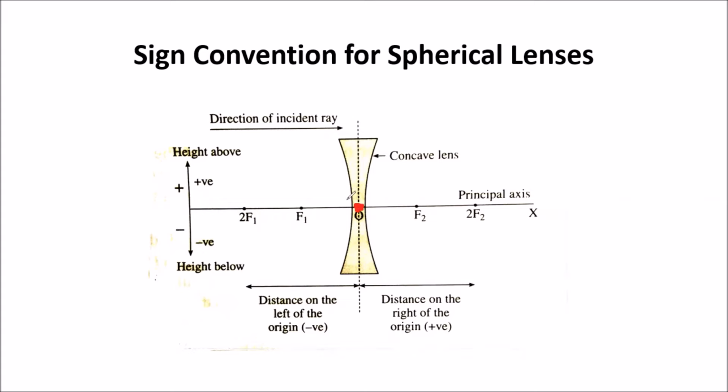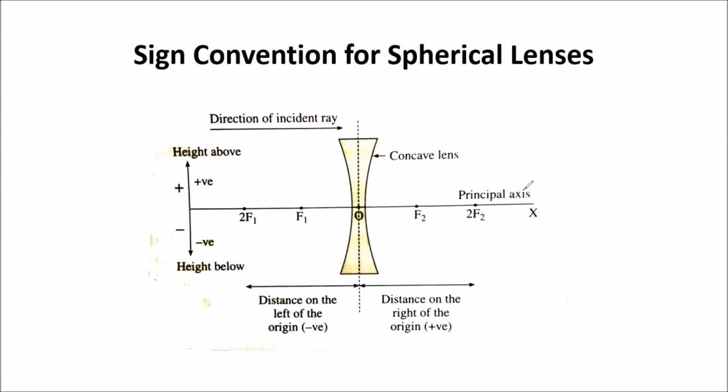All the measurement towards the left side, which means in the direction opposite to the direction of light ray, are taken as negative. All the measurement in the direction of light ray, which means on the right side, are taken as positive. All the measurements above the principal axis are taken as positive. All the measurement below the principal axis are taken as negative. And we will always keep the object on the left side.